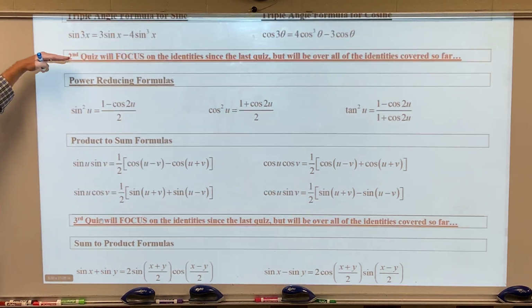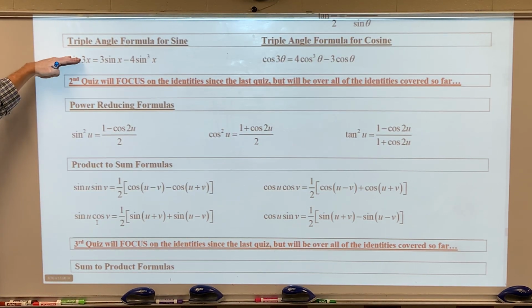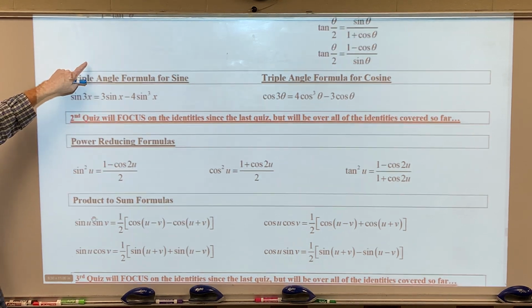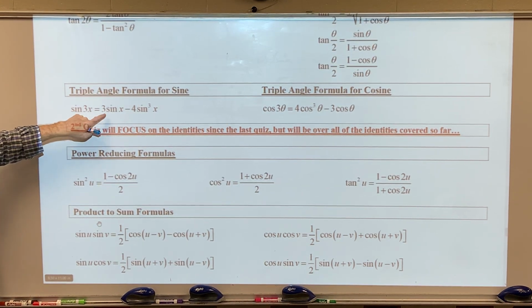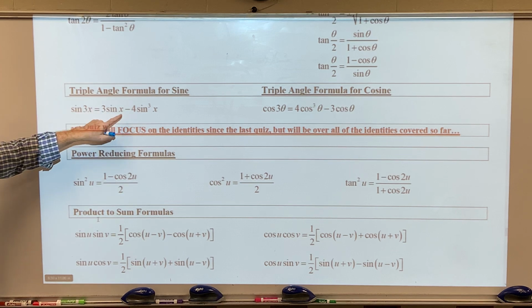But for those identities that are above this, above the power reducing, I think I'm going to leave the triple angles in there, but I'll show you how you can find those even if you forget them, because I forget them every year, but I know how to prove them in my head.